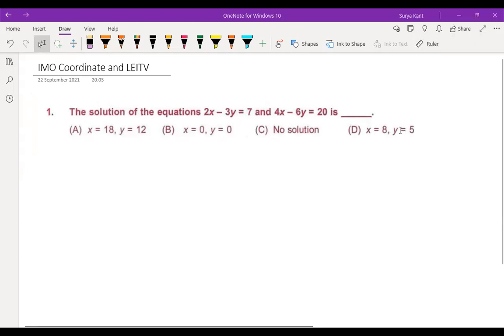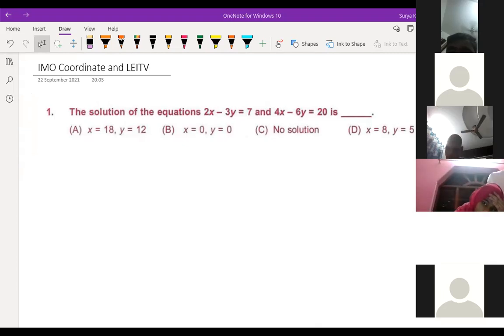See, question number 1: the solution of the equations 2x minus 3y equals 7 and 4x minus 6y equals 20. What would be the value of x and y? These questions you can simply solve by putting in the values and getting the answer, right? Means directly you can put the value and get the answer.